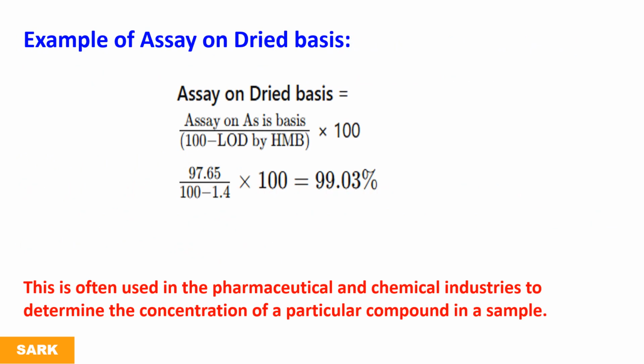Assay on dried basis equals assay on as-is basis divided by (100 minus LOD by HMB), then multiplied by 100. Example calculation: 97.65 divided by (100 minus 1.4) multiplied by 100 equals 99.03%.